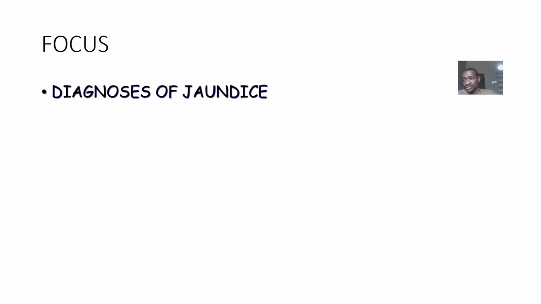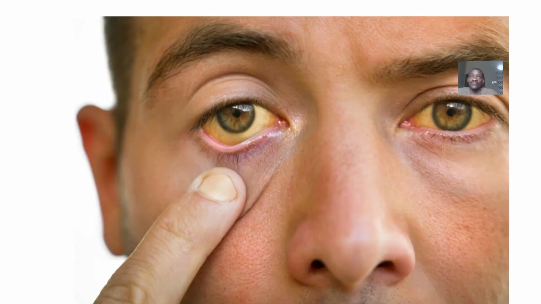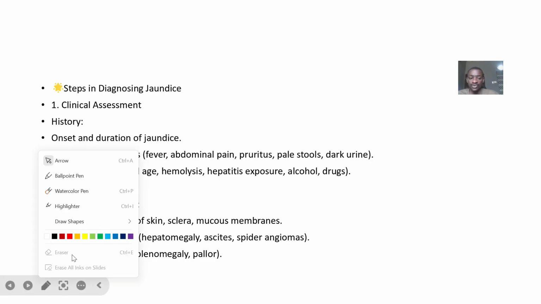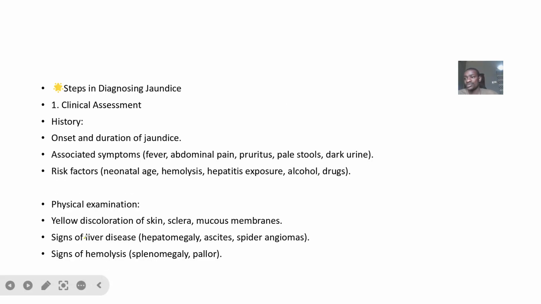Diagnosis of jaundice. So now I want to look at the various ways you can use to diagnose jaundice, from the clinical examination to laboratory tests. For diagnosis of jaundice, you should just know that first of all, you have to assess the history and examination. That's history taking and physical examination before lab tests.